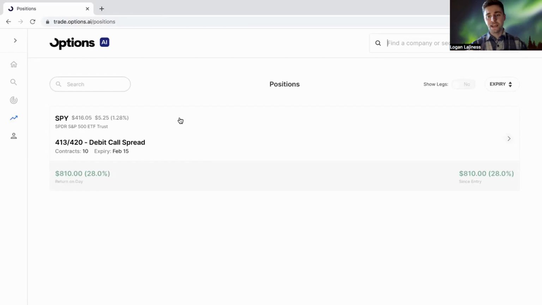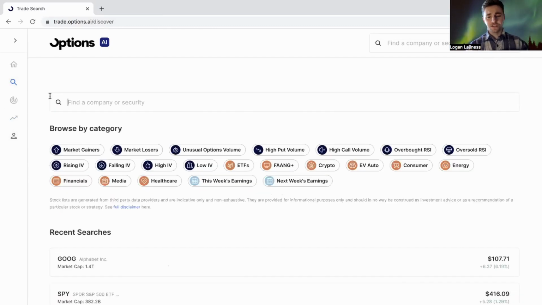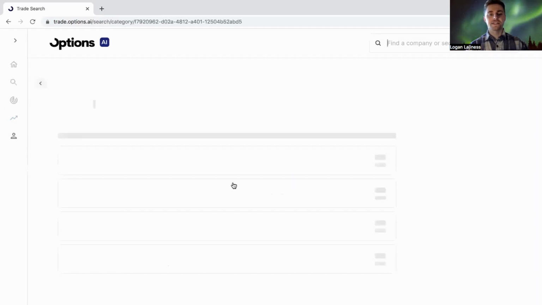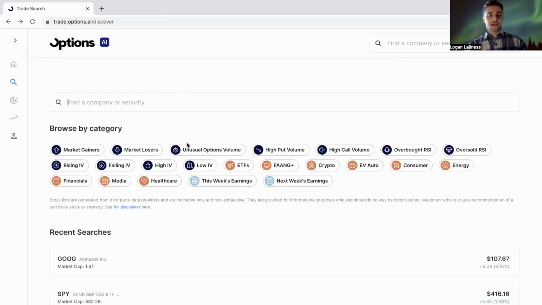This is your positions tab, right? This would show if I kept that call credit spread on the actual trade, which is really cool. And then this is the actual debit call spread I have on as of now. So that's everything I wanted to show you guys with Options AI. You guys can take a look at this week's earnings, next week's earnings. We got the big boys today.